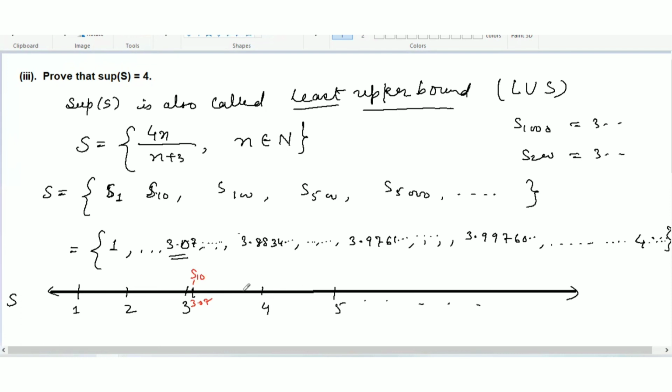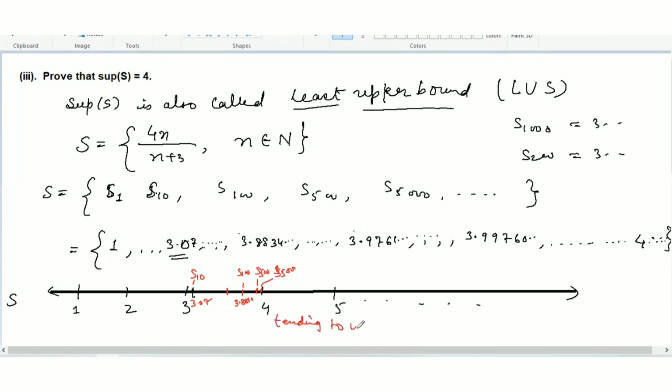Somewhere here I got S100, 3.88, somewhere here 3.8834, and this is your S100. Then I got S500, somewhere here 3.9, this is S500, and somewhere here 3.99, here S5000. Can you see? It is tending towards 4.